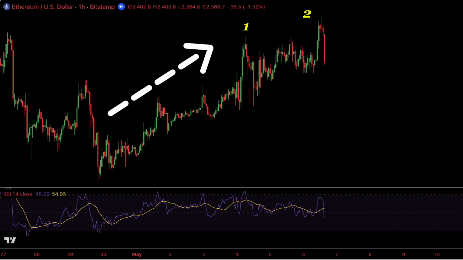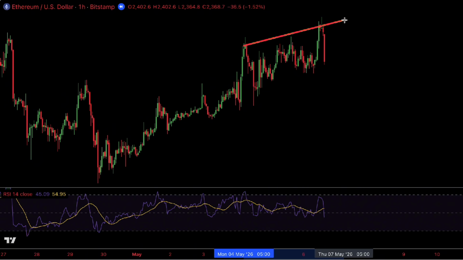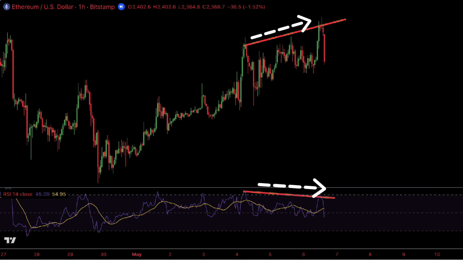Next, let's compare price with the RSI. We connect the first top with the second top on the price chart, and then connect the corresponding highs on the RSI. Notice what happens. Price makes a higher high, while the RSI makes a lower high. This creates a bearish RSI divergence, indicating that bullish momentum is weakening and that a potential reversal may be approaching.